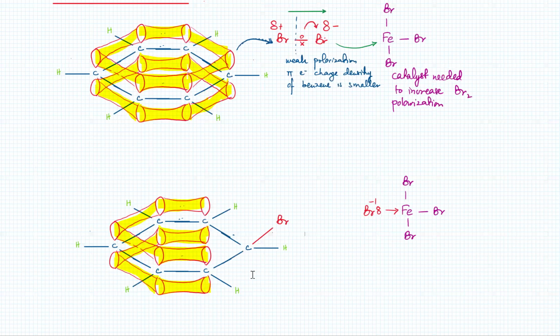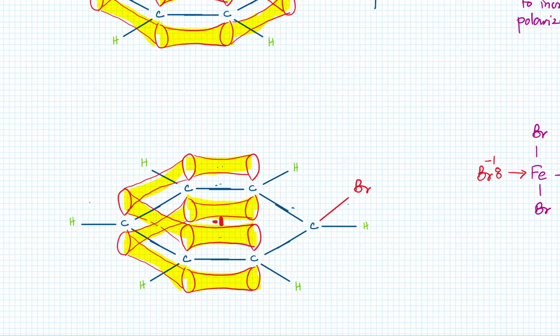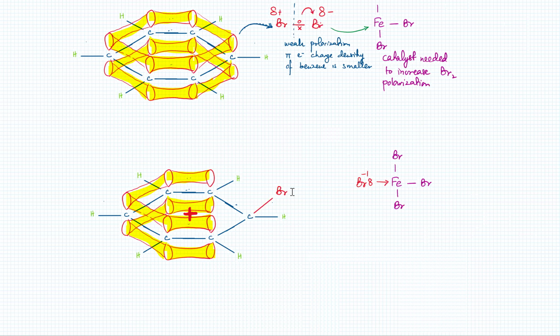Yes, sir. Okay, and this also happens: the rest of the benzene gets a positive charge. So there's going to be a positive charge on the rest of the benzene because one of the electrons in the pi electron cloud is missing. It's been taken up by bromine. Is that clear?